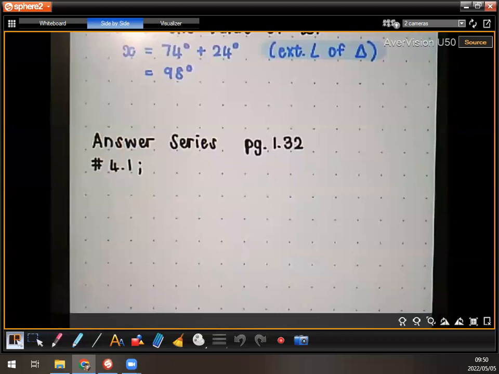on page. In my book, it's page 1.32. 1.32 is there on the board.